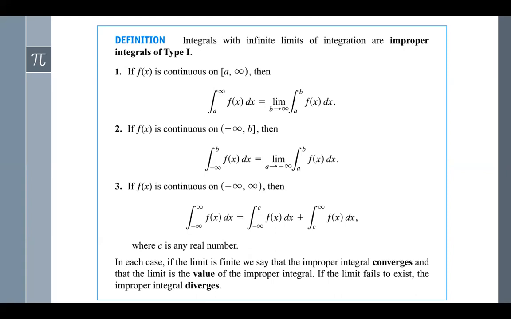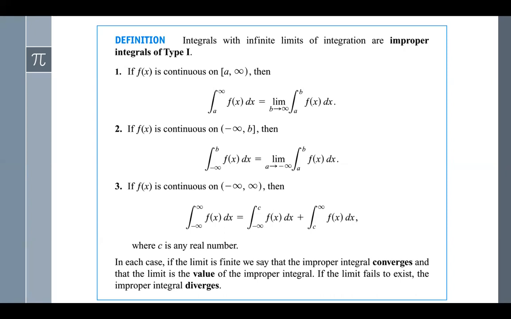If f of x is continuous on the entire real number line, then what you can do is break that into 2 integrals, the integral from negative infinity to c plus the integral from c to infinity, and then just treat those like in number 1 and number 2. So this integral right here, they talked about in number 2. This integral right here, they talked about in number 1. And all of these will make a lot more sense once we have some actual numbers here.